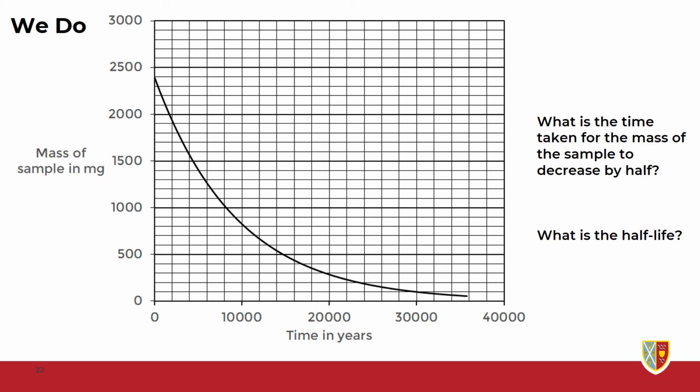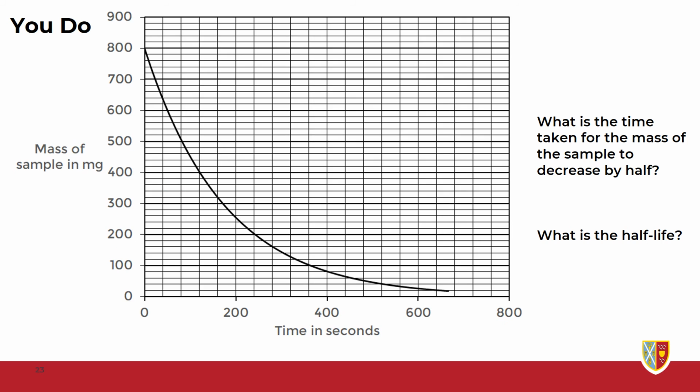Okay, so hopefully you got an answer. The first thing we should have done is find out that the graph starts at 2,400. So we need to find half of that and draw a line across. That's at 1,200. And then a line down. If we know that the first block is at 10,000 years, each square is worth 2,000. So we've got 2,000, 4,000, 6,000, about 6,250 years. And again, that is the half-life, because that's the definition of half-life, the time taken for half the sample to decrease.